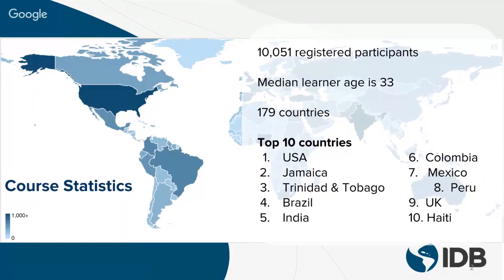So before we start, we will go through some statistics of the course. I'm pretty sure that you will love to have more information about the course, about the number of people attending, etc. So let's do this. So now the course has 10,051 registered participants, and the median age of the participants is 33 years old, and the participants range from 179 countries. The USA, Jamaica, Trinidad and Tobago, hi Trinidad and Tobago, and Brazil, India, Colombia, Peru, the United Kingdom, and Haiti. Hi Haiti.